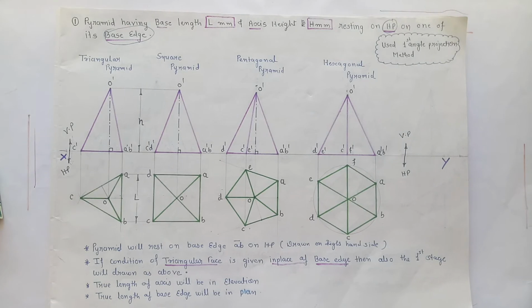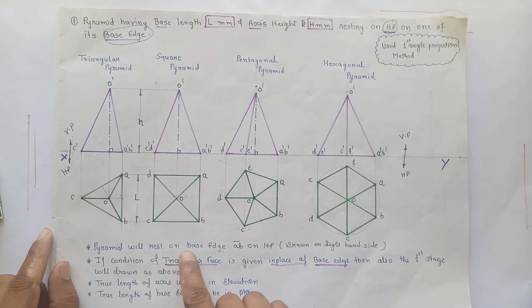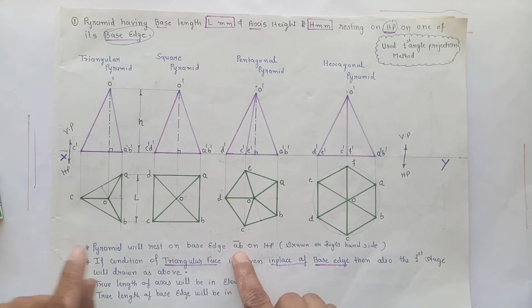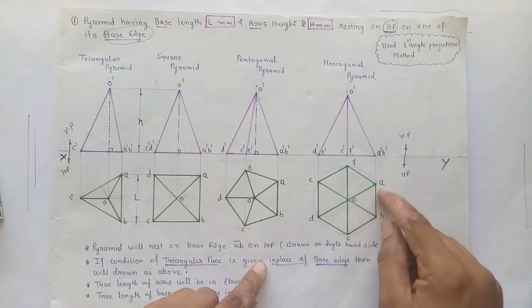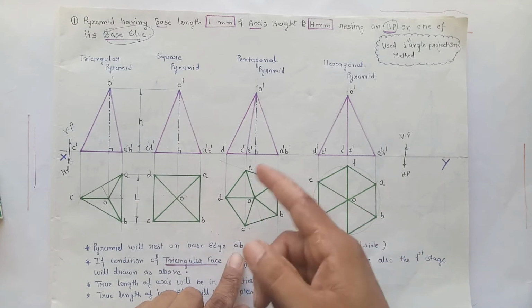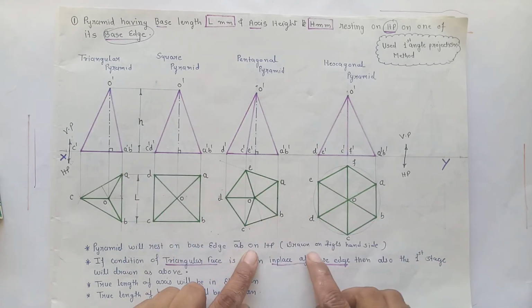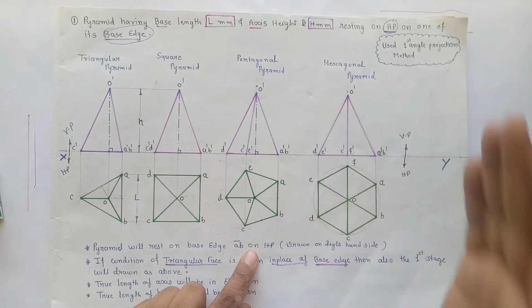Now after drawing the first stage, you have to keep these particular points in mind. The pyramid will rest on base edge AB. Here we have taken AB in each and every pyramid, so it will rest on its base edge AB, which is drawn on the right hand side of the drawing.